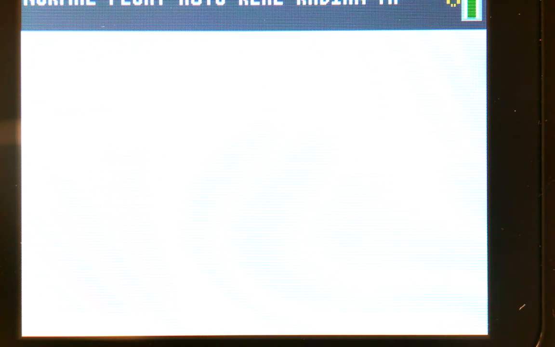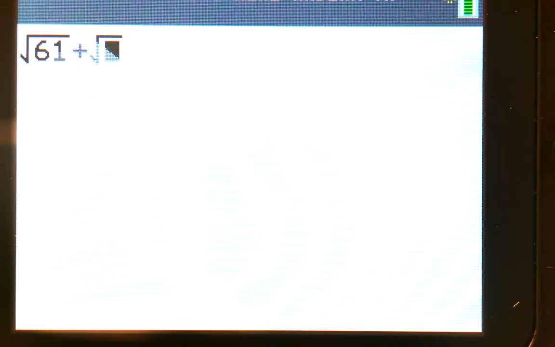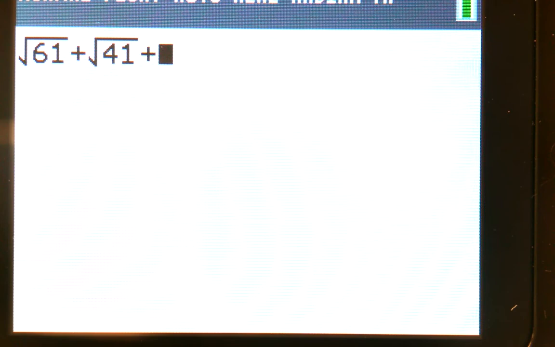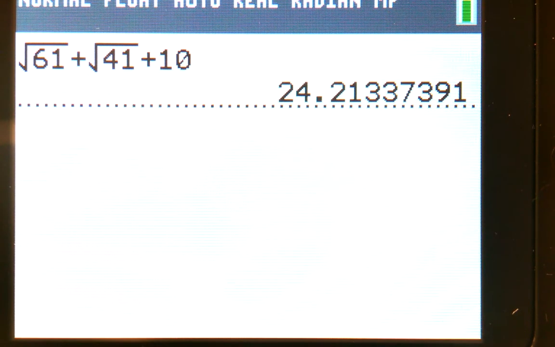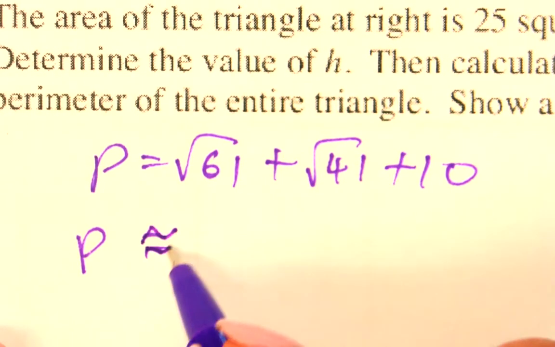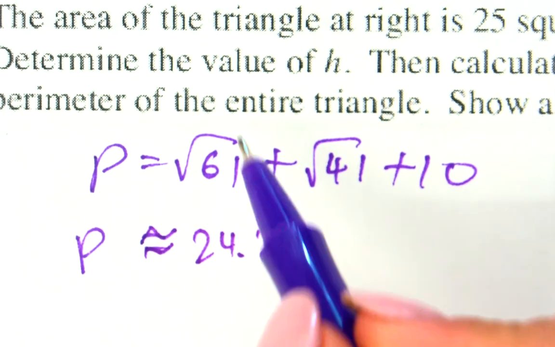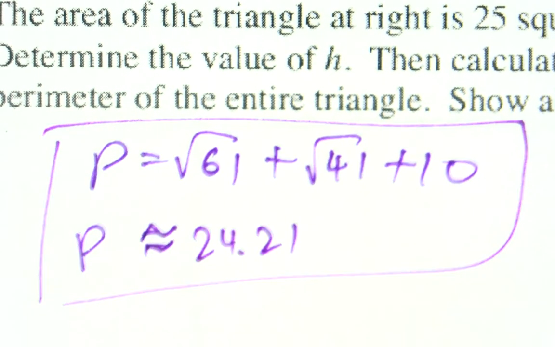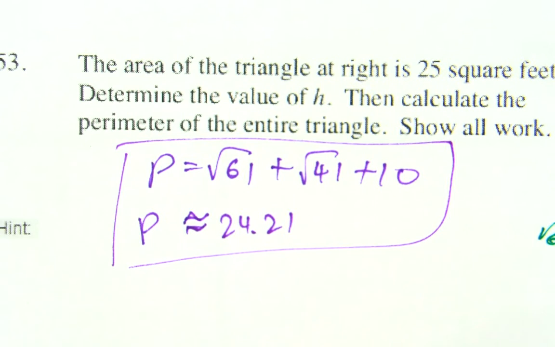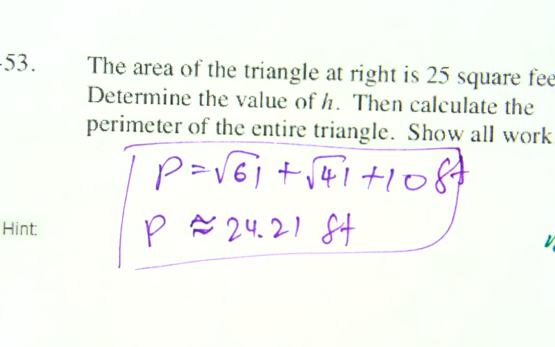So I have the square root of 61, plus the square root of 41, plus 10, which was the bottom of that triangle, and that gives something around 24.21. So I'm going to come over here and write something around 24.21, or if you want to leave it exactly like the top part, I'm fine with that too, and this was in feet. Okay, sorry for the sloppy handwriting. I'm getting tired. 54.